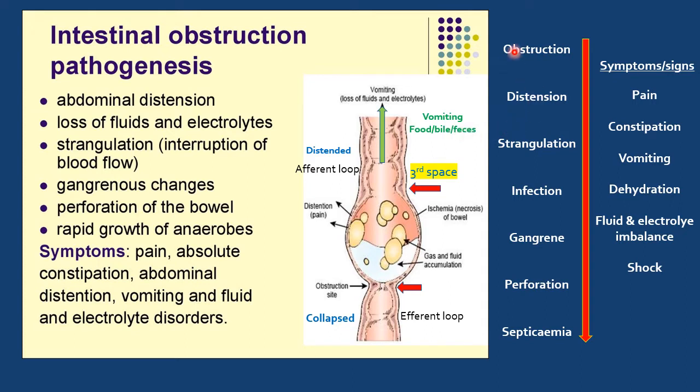Now, the various stages. On the left here, it shows the phases of pathogenesis that take place, as I explained, and the symptoms of these changes will be pain, constipation, vomiting, dehydration, fluid and electrolyte imbalance, and shock. So over here is the summary of the changes that take place and the symptoms that the patient develops.